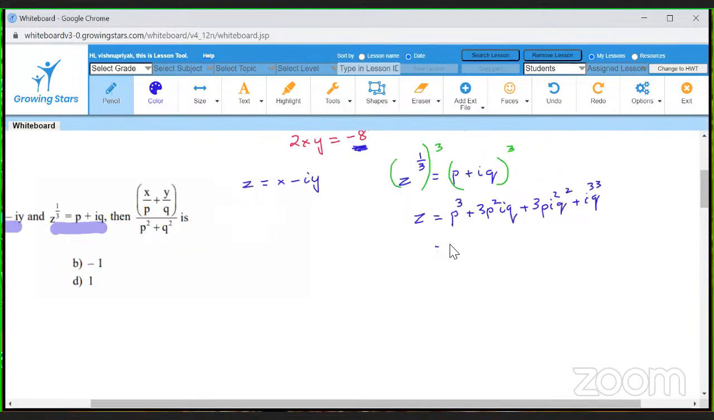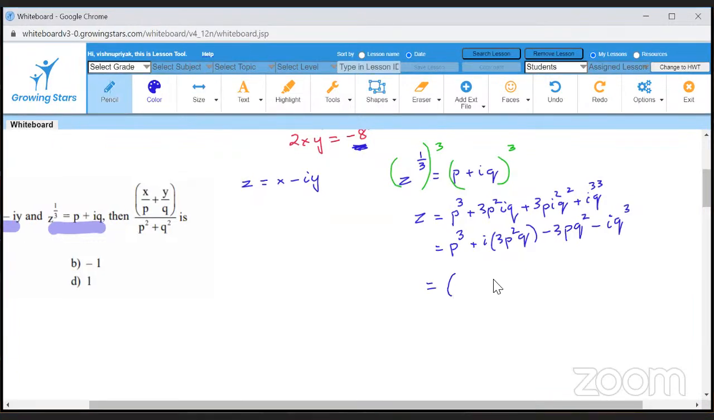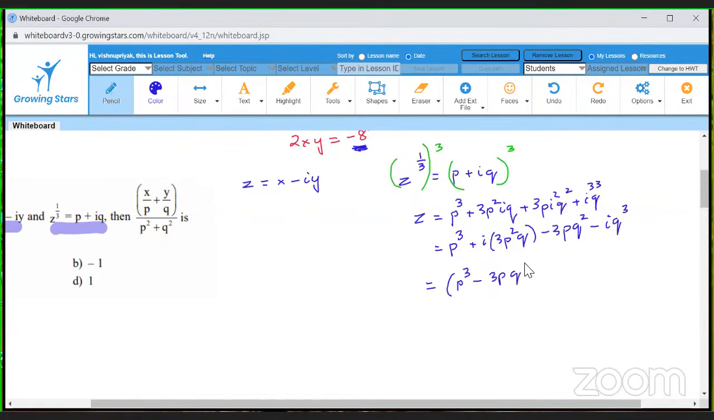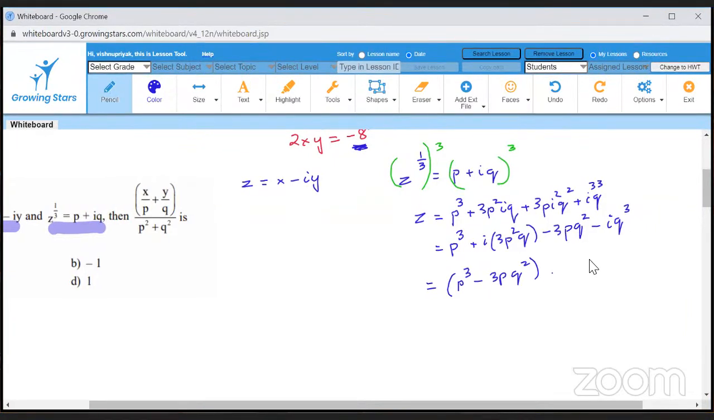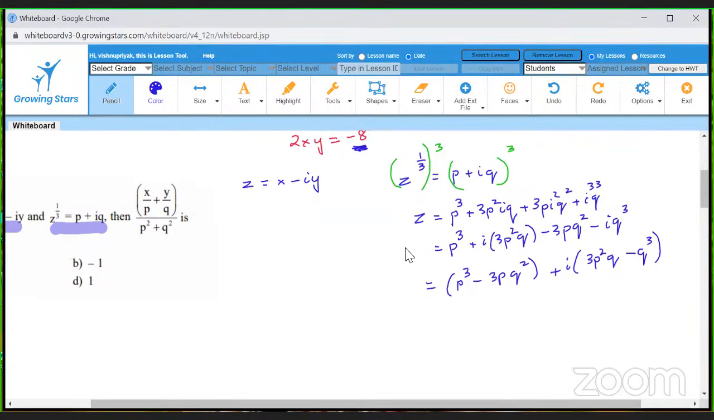Now I can write this as p cube, then i outside 3p square q, i square is minus 1, minus 3pq square, i cube is minus i q. So the real part is p cube minus 3pq square. If I take i common, 3p square q minus q cube, that is the imaginary part.